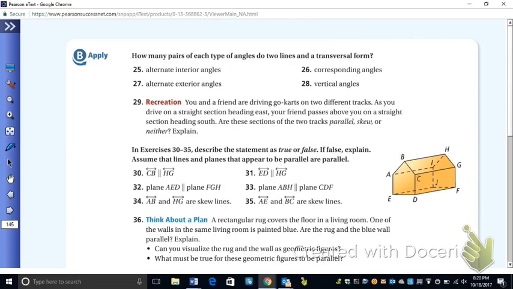I'm going to leave 29 and 36 for you guys. They are word problems. They require a little bit of thinking, but I really want to see what you guys can do with them by just actually sitting there and focusing on them and trying to get a meaningful answer.